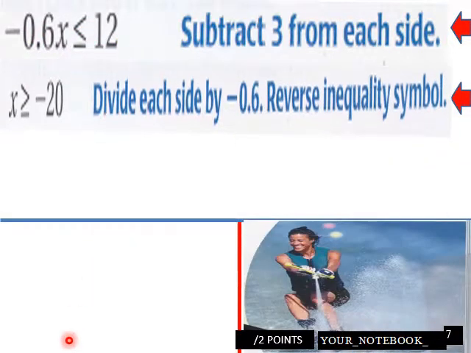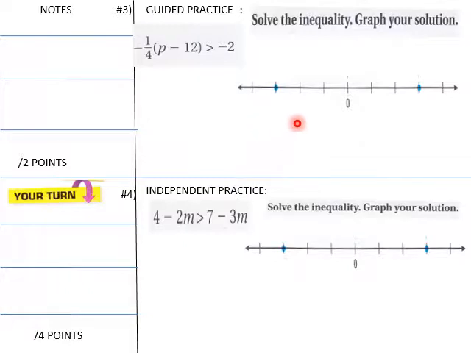And then subtract 3 from both sides, and we get negative 0.6x is less than or equal to 12. Then we divide through by a negative 0.6. So now our sign direction changes because of this negative here. x is greater than or equal to negative 20. And that's that. Okay, into our next guided practice here.